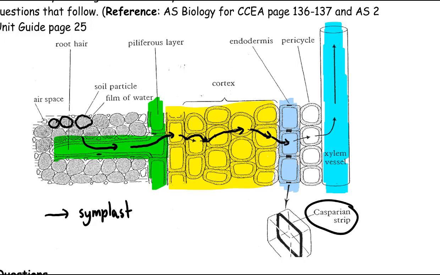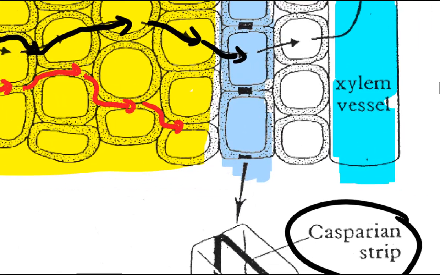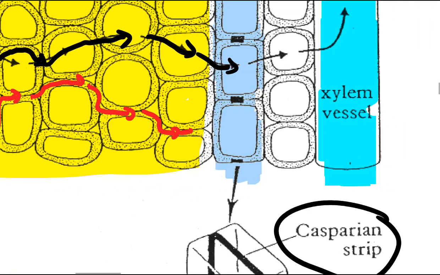The other pathway we can see, I'll draw it in red here because it's not shown for you at the minute, is the apoplast pathway, where the water moves between the microfibrils of the cell wall. Now, watch very carefully at this point. The apoplast pathway can only go to the endodermis, and the Casparian strip is there because it actually stops the apoplast pathway. It diverts water into the symplast pathway.